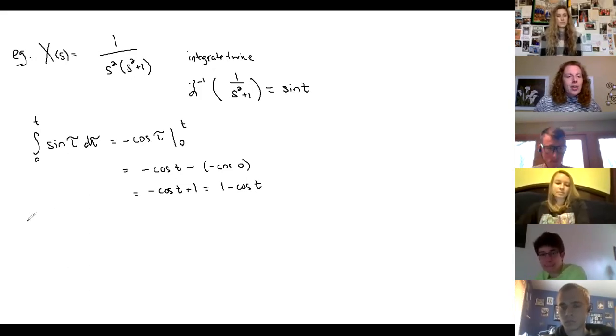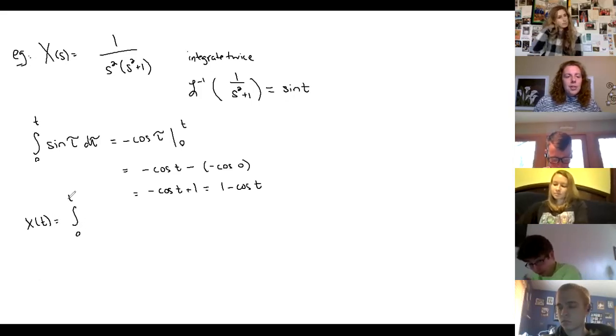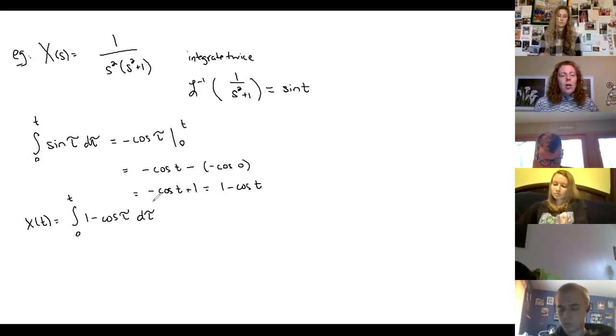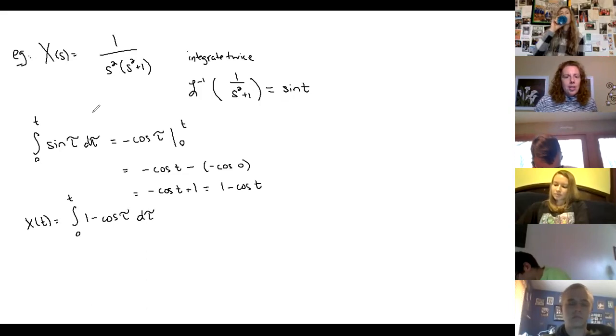Okay, this is my second integral, so now I can label this, and this is going to be my little x of t. Integral from 0 to t, 1 minus cosine tau d tau. Don't forget to switch your variable. It is bad form and very confusing to have the same letter in the limits as inside the integral. That's the reason we're switching your letter. If you don't want to use tau, you don't have to. You can use any letter that you want, but don't use the same letter. Okay, evaluate this one and see what you're gonna get.